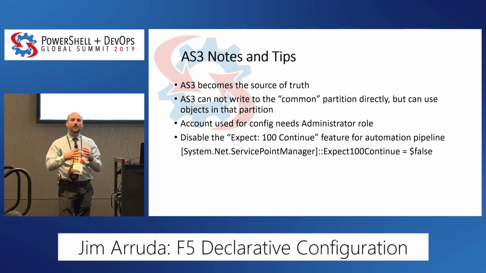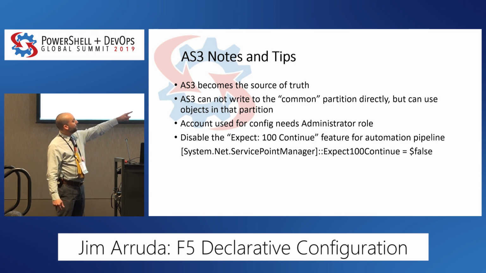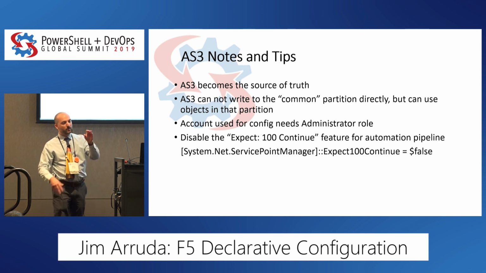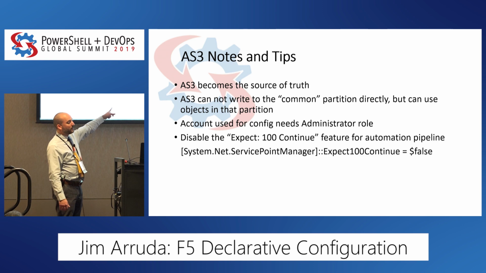Something that I think was based on how .NET is making the remote call. I think it's fixed in core. Okay, might be fixed in core. I'll have to try it in core. So this is actually the line of code that you need to put in the code that you're going to use to execute or push the configuration in that disables that feature.